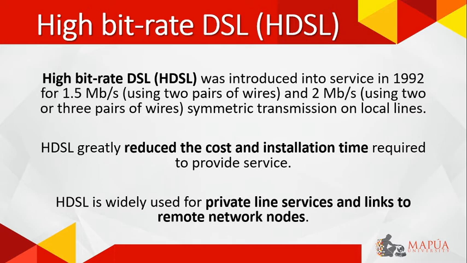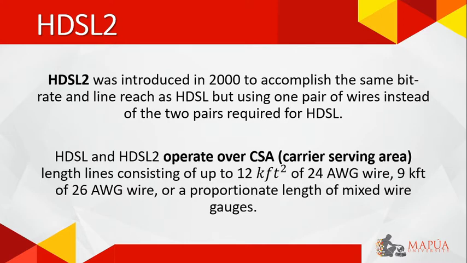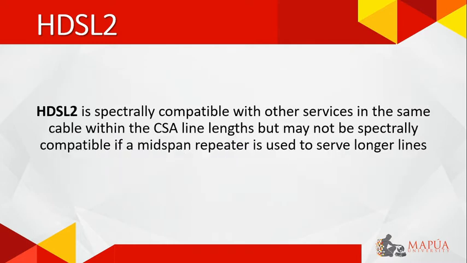HDSL is widely used for private line services and links to remote network nodes such as digital loop carrier, remote terminals, and wireless cell sites. In 2000, HDSL2 was introduced to accomplish the same bit rate and line reach as HDSL, but using 1 pair of wires instead of the 2 pairs required for HDSL. HDSL2 is spectrally compatible with other services in the same cable within the CSA line lengths, but may not be spectrally compatible if a mid-span repeater is used to serve longer lines.